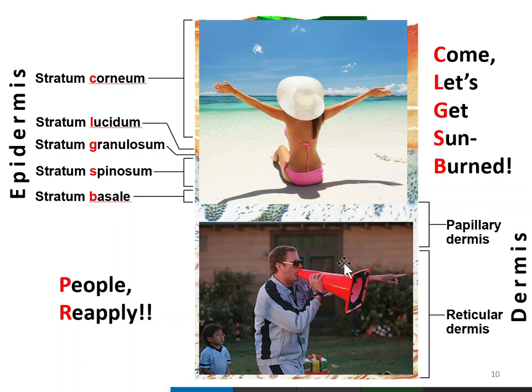And in the dermis, I put this other picture here, a guy saying "people reapply," as in reapply your sunscreen. The P stands for papillary dermis, and the R stands for reticular dermis. So all in all, we have up to 7 layers in your skin. And I kind of imagine these two maybe even having a bit of an argument about whether to wear sunscreen or not.